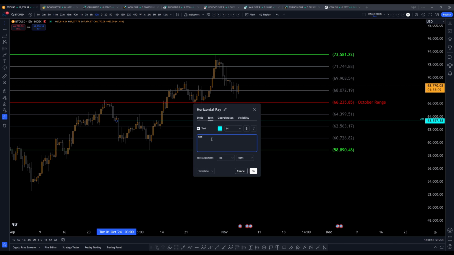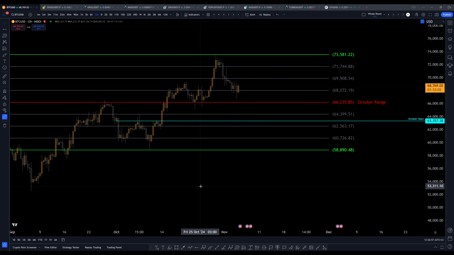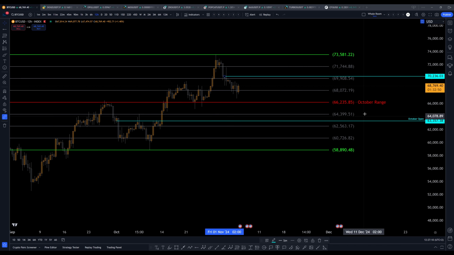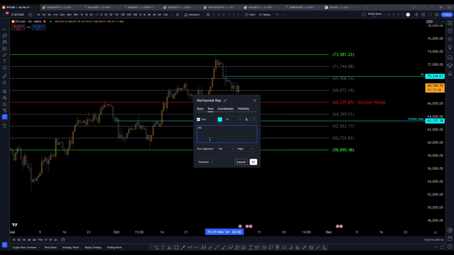October open, here we are, and then go and see what the November open is. So where's November? The first one is here. That's the 31st. The first one is bearish, so the top side of the body. So you can mark as well the November open. All right, here we are.